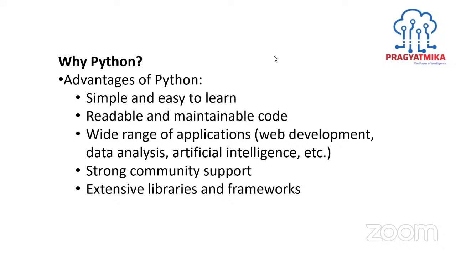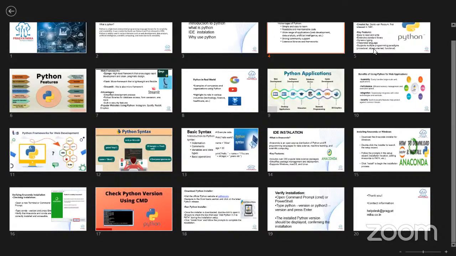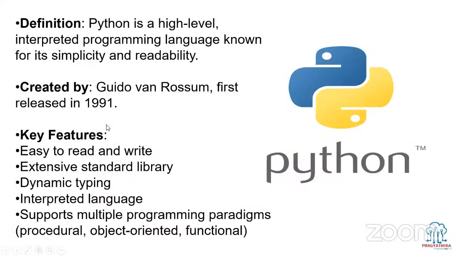Okay, now let's move on to the next slide. So that is what we have discussed. Python is a high-level interpreted programming language. It is best known for its simplicity. It is a simple programming language. Even if you are a beginner, it is very easy to understand Python. It was created by Guido van Rossum, and it was first released in 1991.